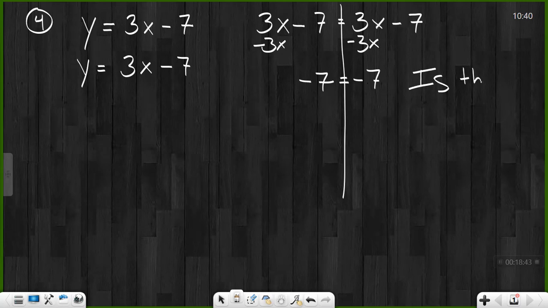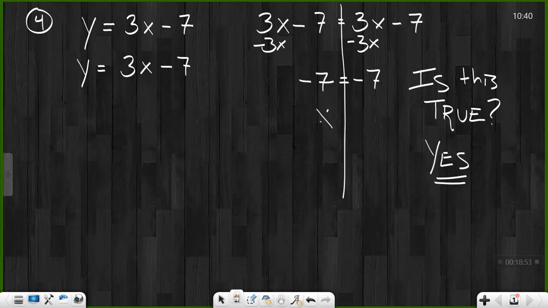And as we just talked about, anytime the variable drops out, we ask, is this true? Is what remains true? Here in this case, the answer is yes. Negative 7 equals negative 7. Therefore, x can be all real numbers because any value of x will always make this equation true. That means any point on this line is also a point on this line. So they have an infinite number of intersection points. All right, that means they are the same line or the lines are coinciding with each other.